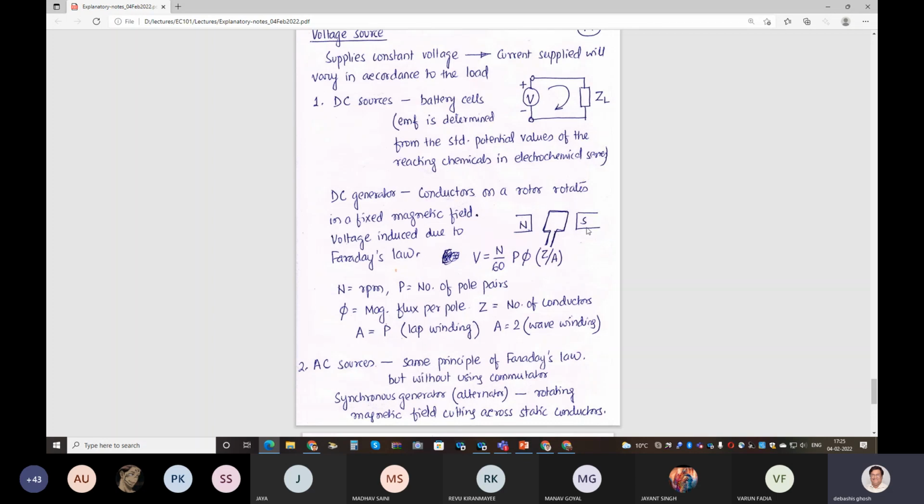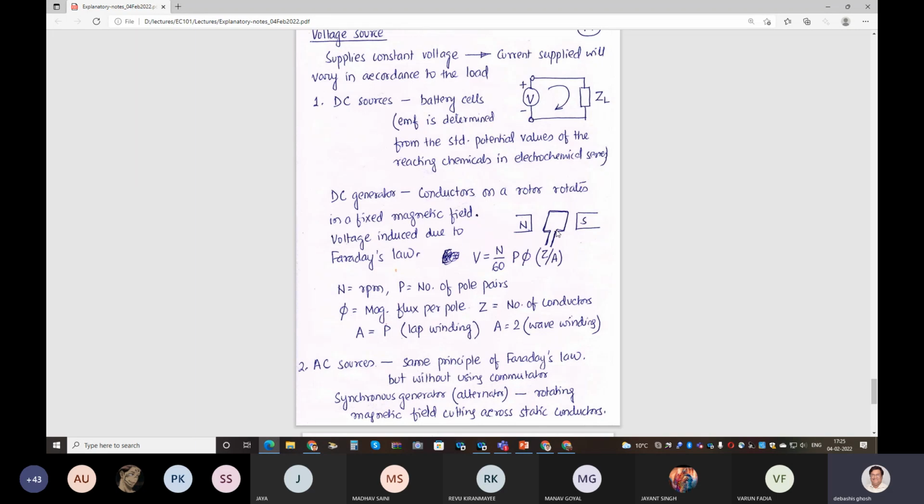This magnetic flux is fixed, but since the conductor is rotating, it will keep on cutting the magnetic flux, that is, the flux that passes through the area of this conductor keeps on varying. Accordingly, you have a defined voltage induced in this conductor, and you generate the voltage. Okay, that is how the EMF is generated.